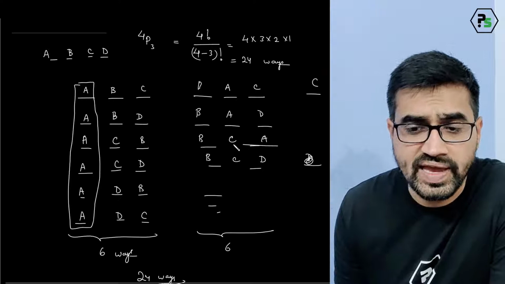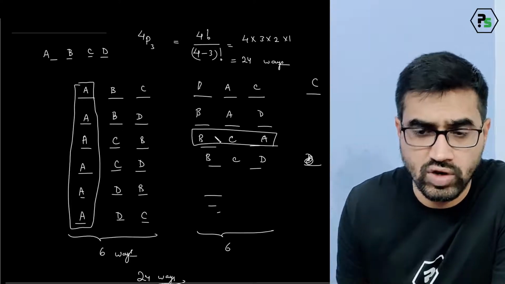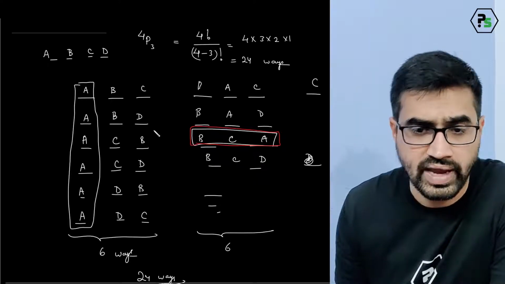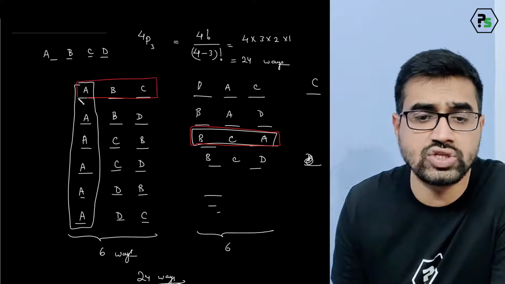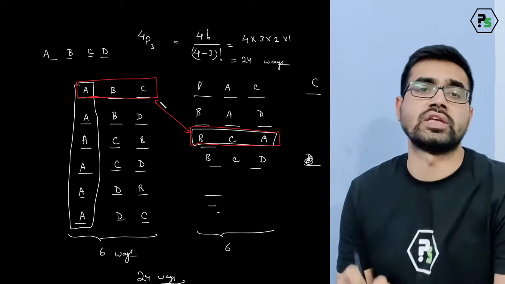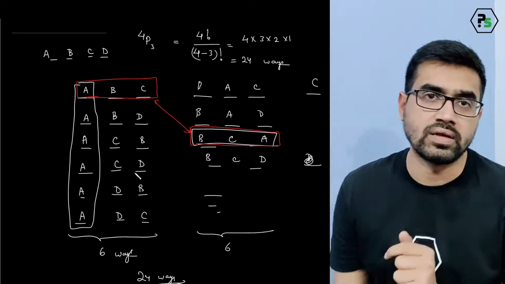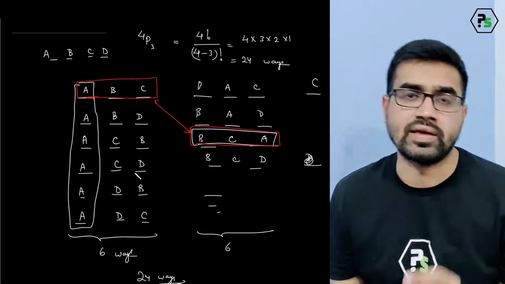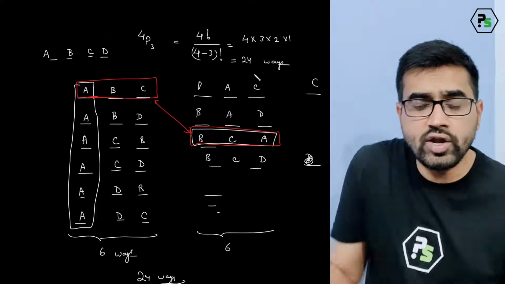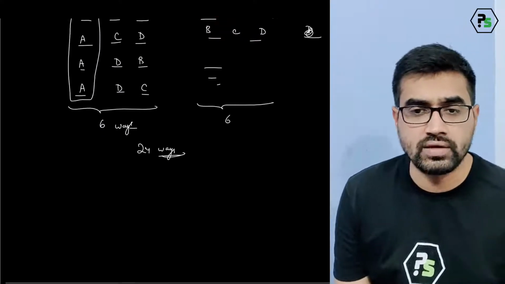Now BCA and ABC, if you notice, are actually the same thing in the case of combination. So these things will start to repeat. But understand one simple thing: I got 24 ways already.